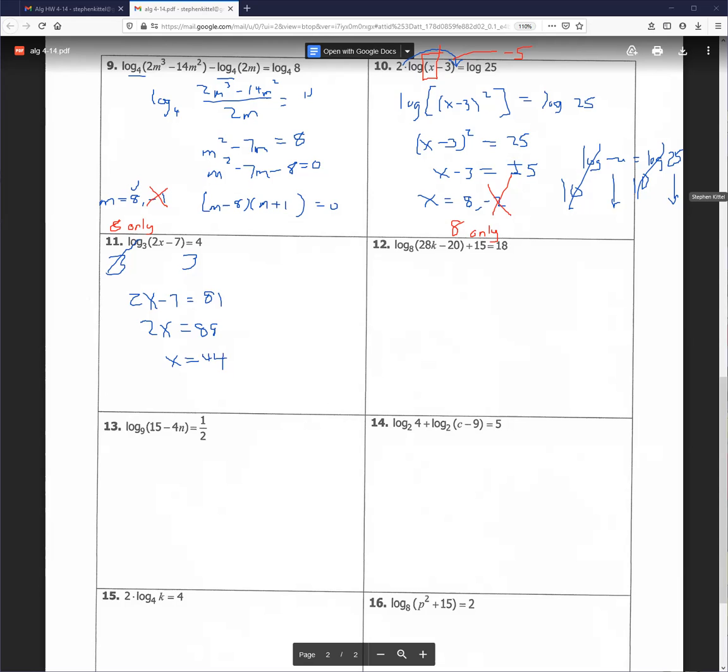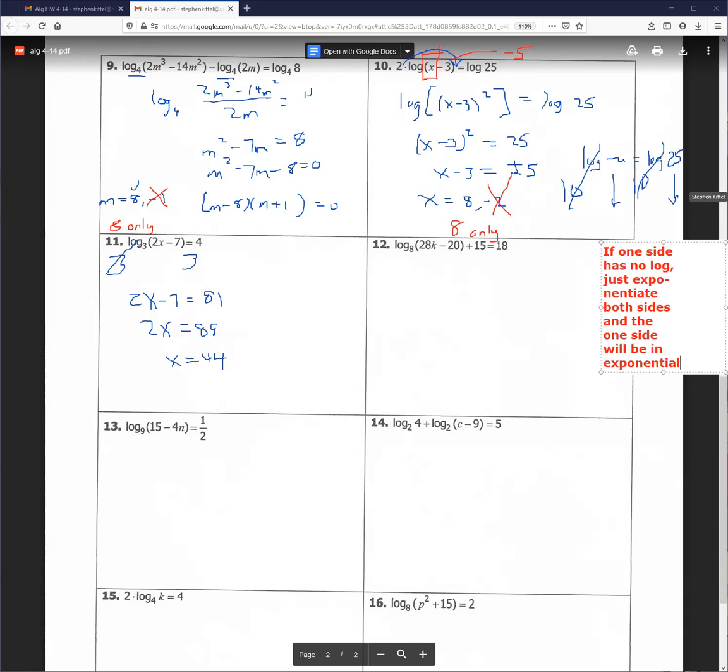All right, so to simplify what we said before, if one side has no log, just exponentiate both sides, and the one side will be in exponential form. No big deal.